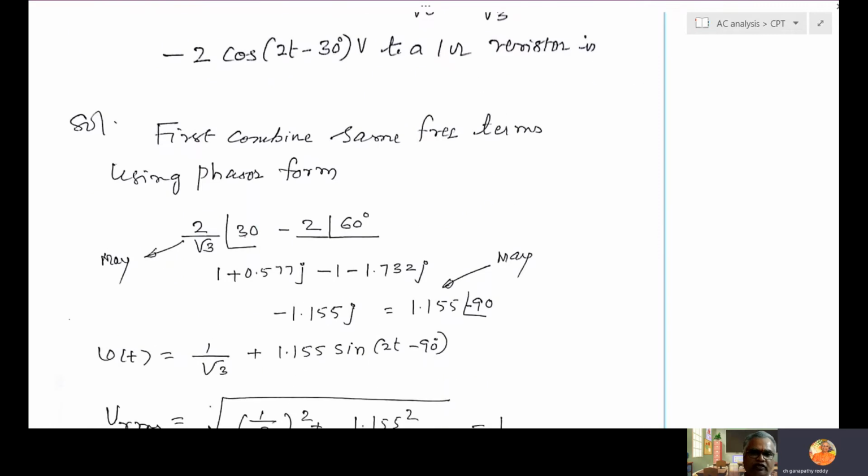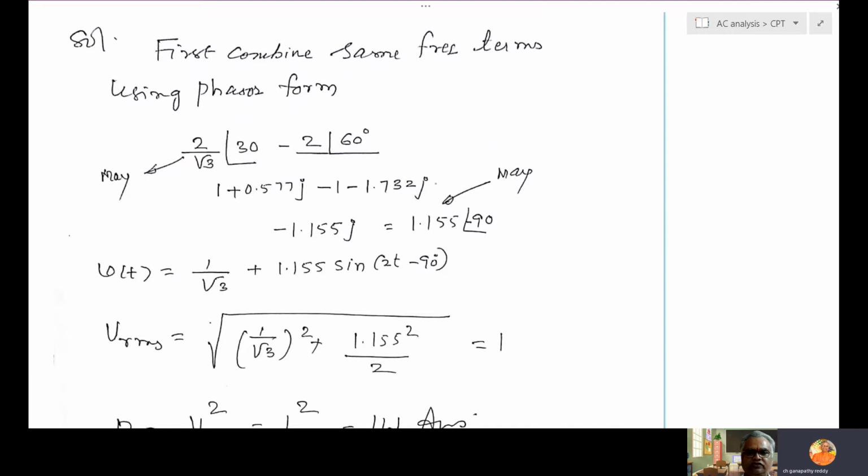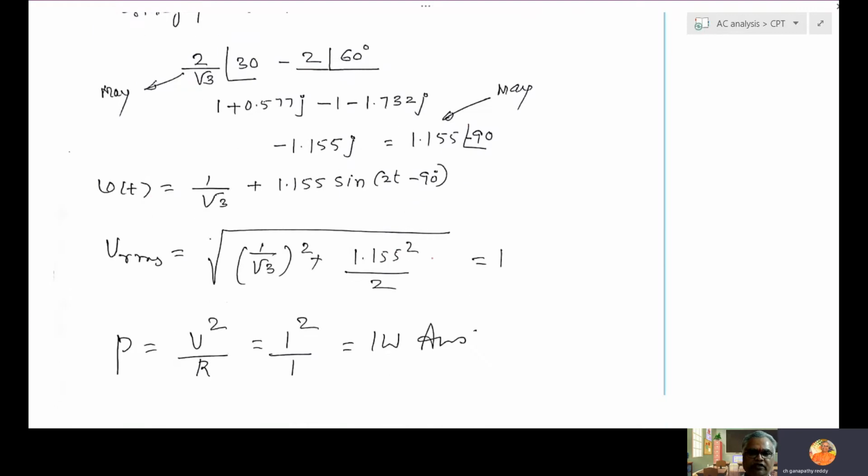2 by root 3. I am taking like a maximum only: angle 30 minus 2 angle 60. Then using calculator to simplify, 1.155 is also in maximum. And when I am writing the voltage form, 1 by root 3 plus 1.155 only, because what I need is maximum, already in maximum only. So sine 2t minus 90.